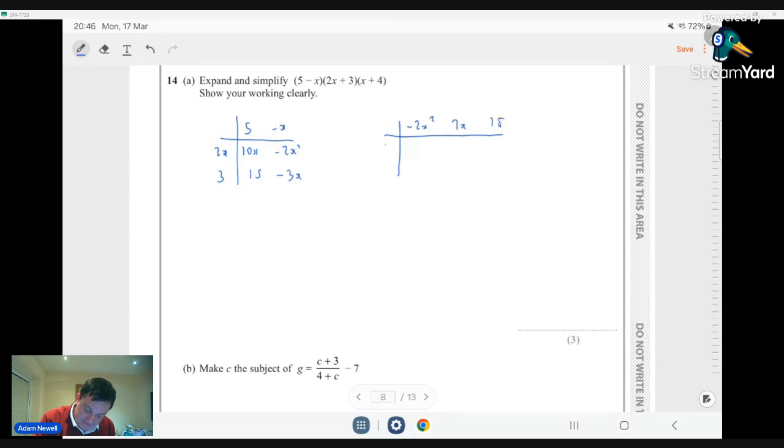And I've got to times that answer by x plus 4. So I get minus 2x cubed, 7x squared, 15x. I get minus 8x squared, 28x and 60. And the diagonals then will join together. So minus 2x cubed minus x squared plus 43x plus 60 will be my final answer.